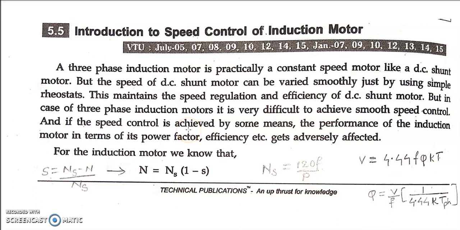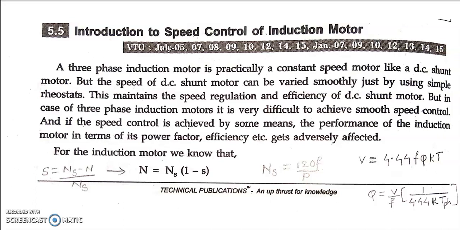Hello guys, now let us see how to control speed of induction motor. And we know that your induction motor is also called a constant speed motor, just like your DC shunt motor. And again, in your DC shunt motor, speed controlling was very easy just by varying the rheostat in the field circuit as well as in the armature circuit.